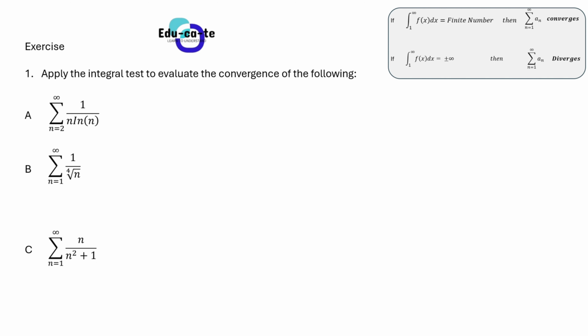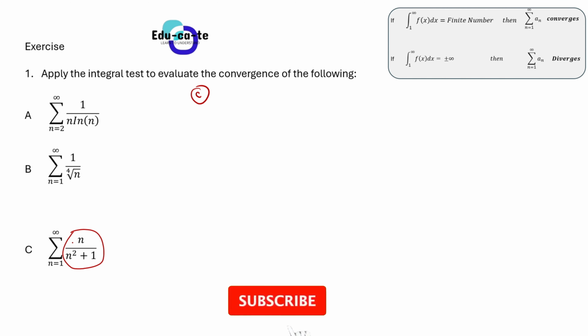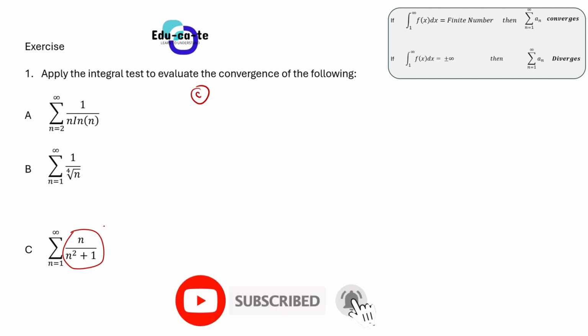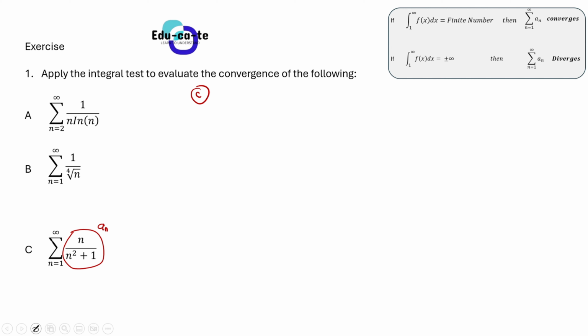Now let's look at the last one, number C. So now for C here, we can just go ahead and use the integral test straight away without using the p-series, because this is not a p-series. So this is the value of a_n, which is our pattern. Now we turn that pattern into a function, f of x, by letting n be x. Where there is n, we put x. So this is actually x over x squared plus 1.